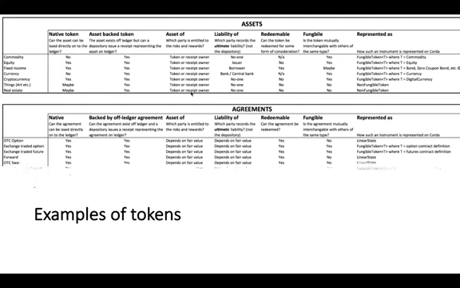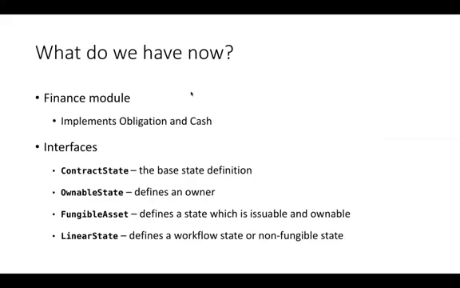But I think that this table probably does need a bit of studying before you can comment on it. But please do have a look in your free time. So what do we have now? We have a finance module, as I mentioned. It really just implements obligation and cash. So obligation is an obligation to deliver some generic contract state type, and cash is essentially asset-backed.